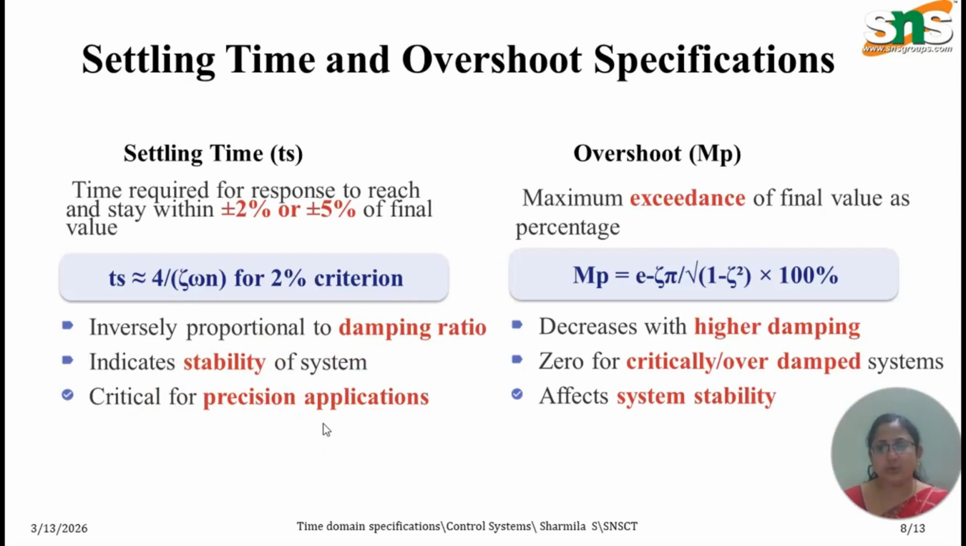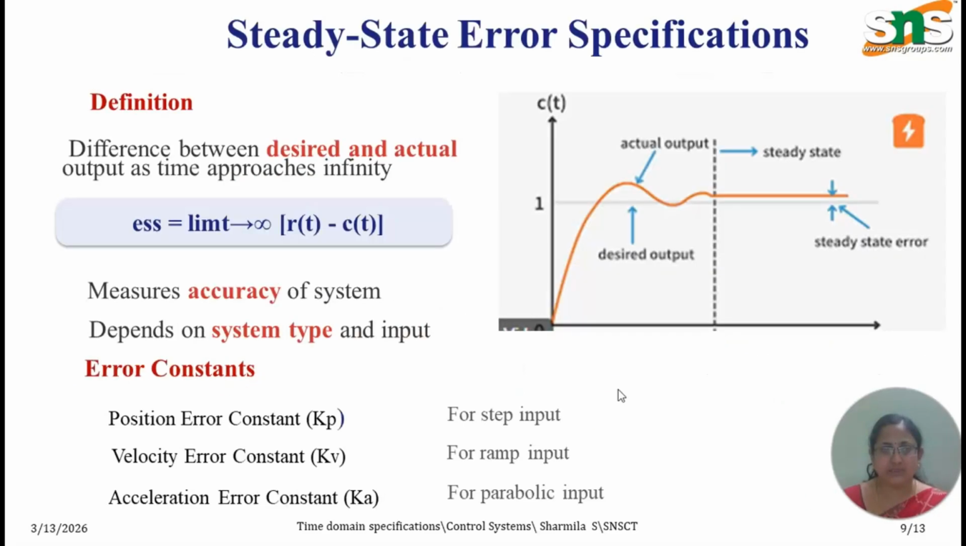Next is the overshoot, which is how much the response exceeds the final value. Higher overshoot means more oscillations. As damping increases, overshoot decreases. So Mp is equal to e to the power of minus zeta pi divided by the square root of 1 minus zeta squared, times 100%. It is zero for critically damped or overdamped systems. So it affects the system stability.